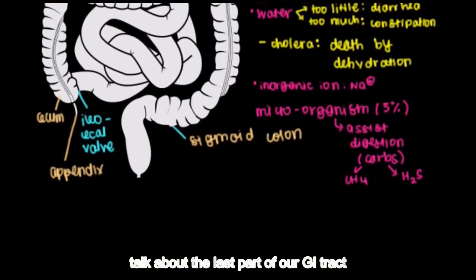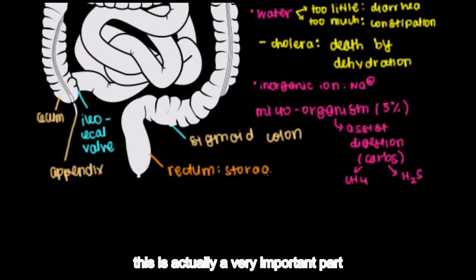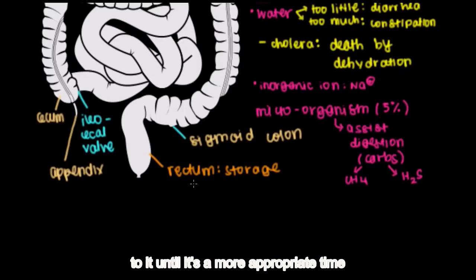Let's talk about the last part of our GI tract finally. Now that we've passed through the large intestine, the next place we're going to go is the rectum. The rectum isn't responsible for any absorption or any breakdown. The main thing that the rectum accomplishes for us is storage. We don't really think about it, but this is actually a very important part of our GI tract, because once we've processed food and taken out all the water and finally produced a waste product that we're going to take to the bathroom, we don't want it to come out right away, right? You want to hold on to it until it's a more appropriate time to expel that. The rectum is key for this because it's going to hold on to stool until it's an appropriate time to get to the bathroom.